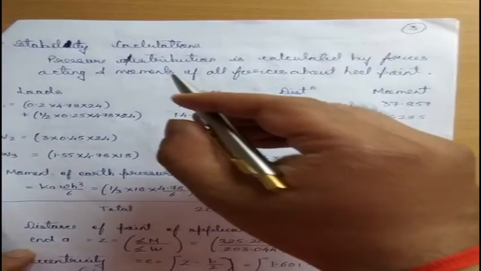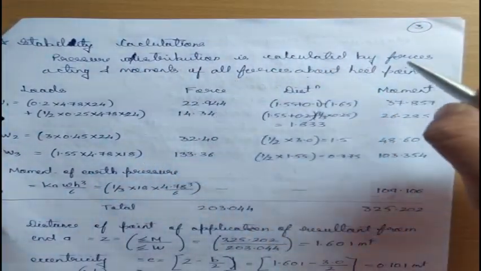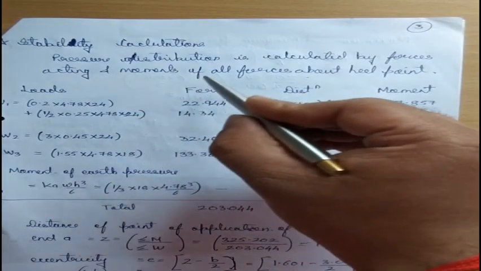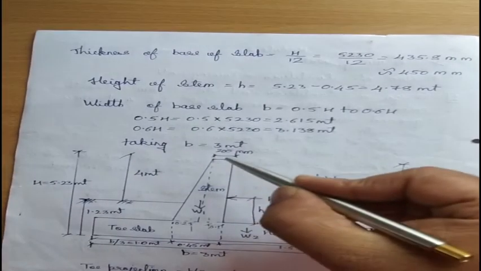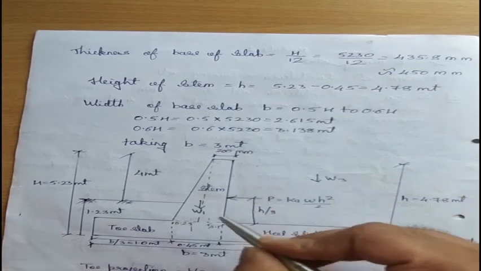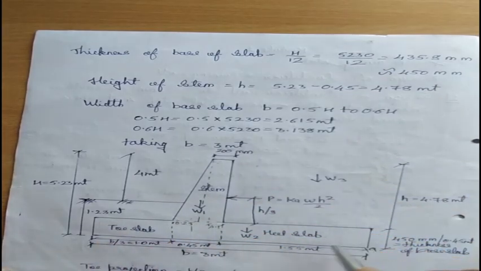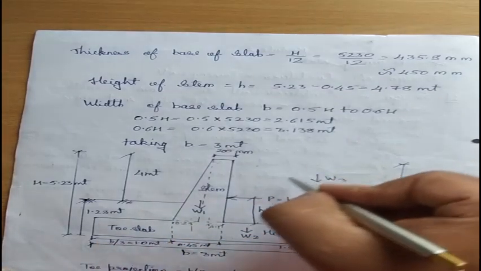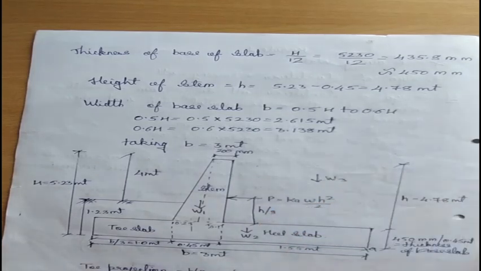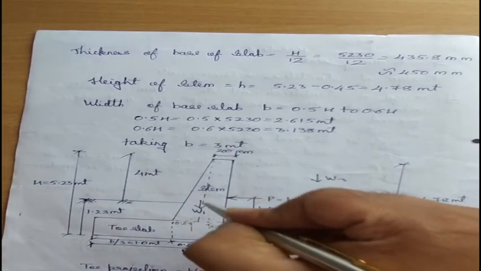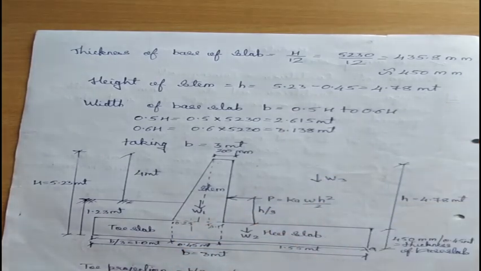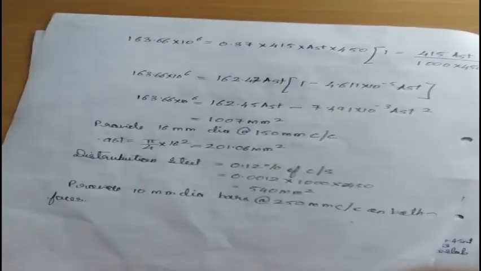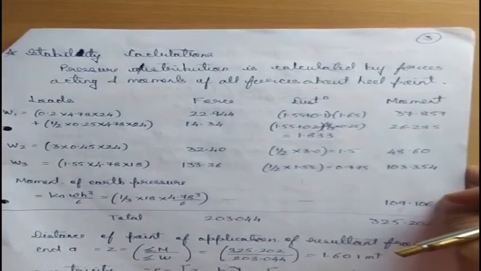In the stability calculation, the pressure distribution is calculated from the forces acting and the moments of all forces about the heel point. We have given the notation: this portion I will take as W1, the heel slab as W2, and here there is soil which will act as W3. All the weights, that is the self weight of the stem, the self weight of the base slab and the self weight of the earth, will act downwards through the CG. So, let us start the stability calculation.